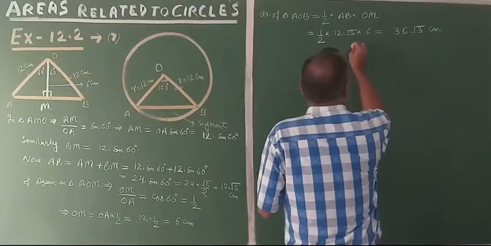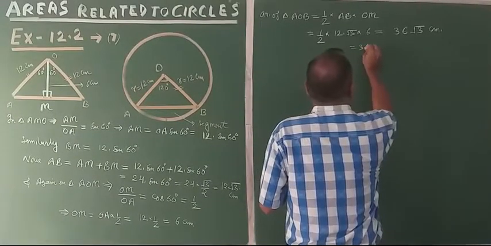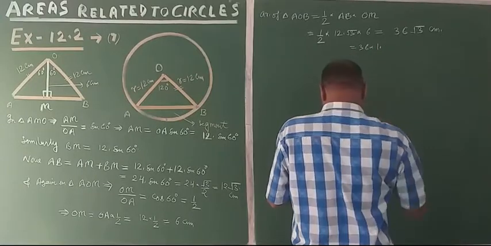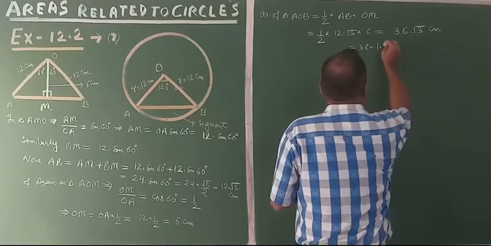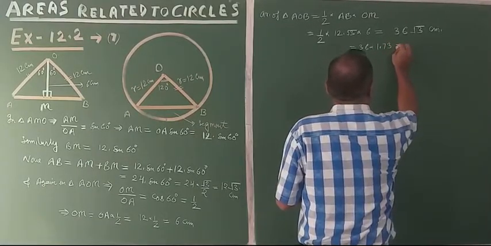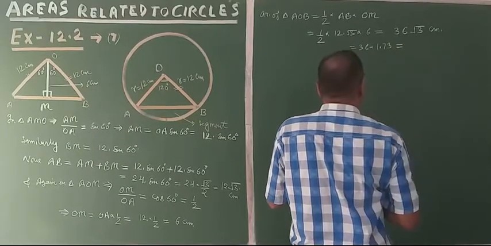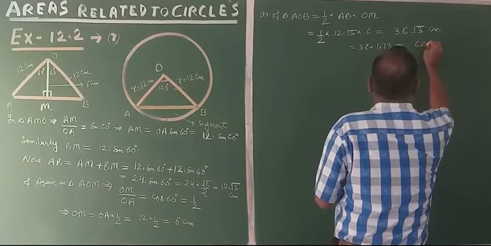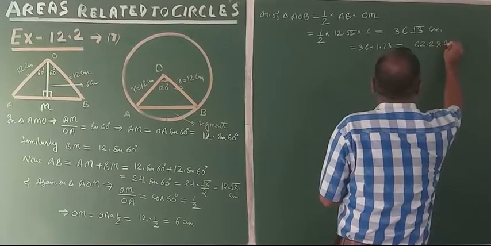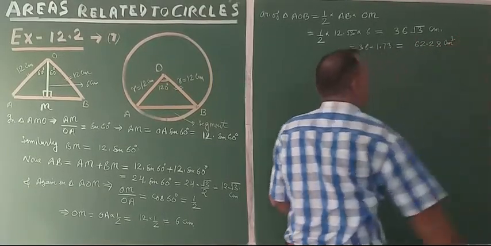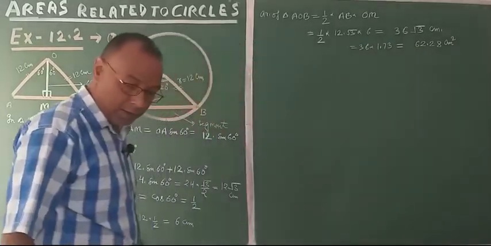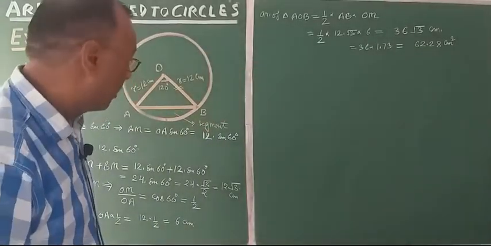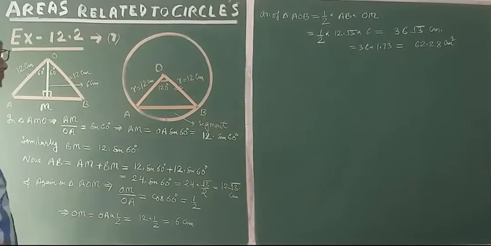We can write root 3 as 1.73, just put the value up to 2 decimal places. So this will become 62.28 centimeter square. Now, area of the sector.